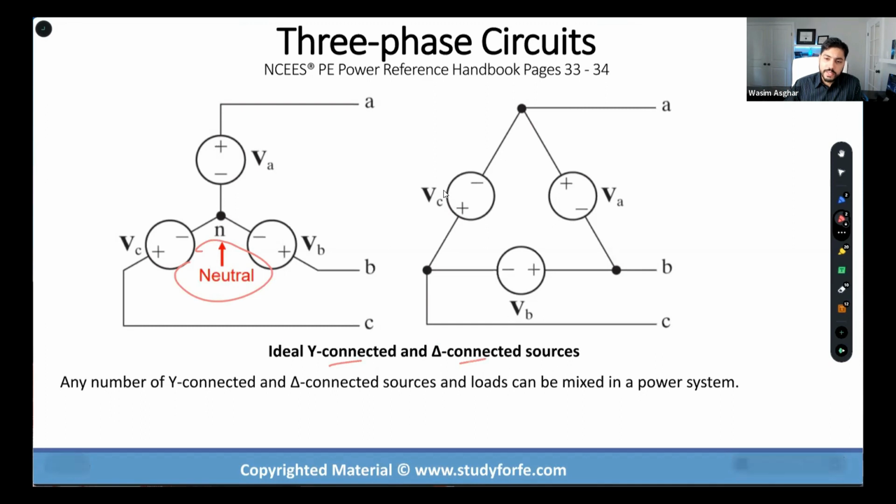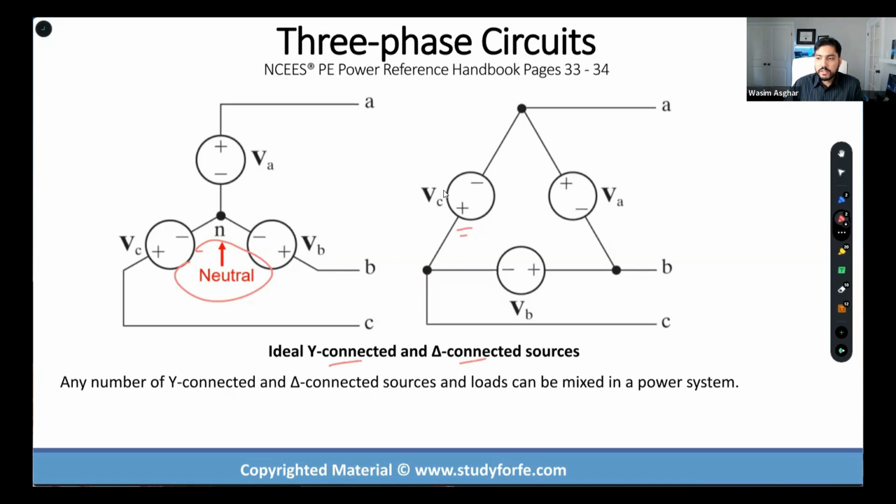I call it ideal because in reality, the sources, and we're looking at sources, I'm just showing them as voltage sources, but in reality, they will have impedance in series with them, right? So that's where the non-ideality comes into play. Can somebody tell me that when we say three-phase circuits, three-phase sources, what device we are really talking about?